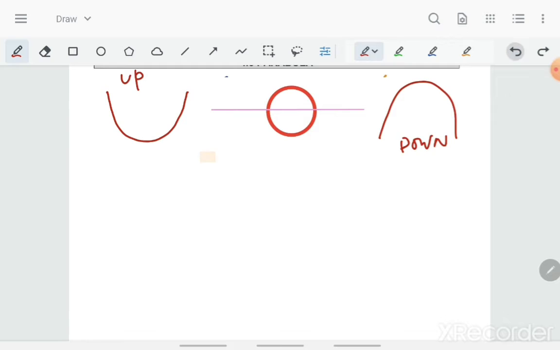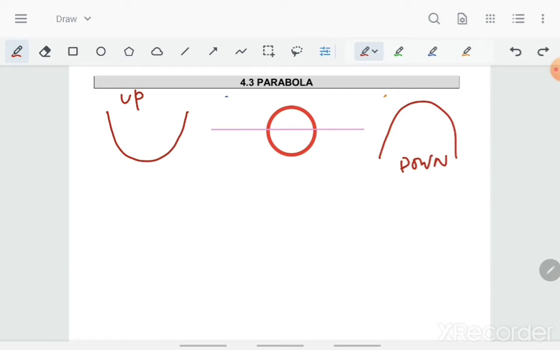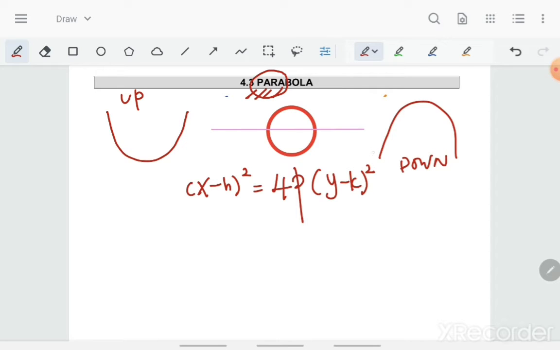You know that the x must be squared, so we use the concept like this: x minus h, squared, equals. If you cut the cone in half, you have 4 letters: the first letter is p, and next is y minus k. Don't put down the power 2. If you put down the power 2, it becomes a circle or ellipse. You have only up or down, you don't have both, so you cannot put down the power 2.